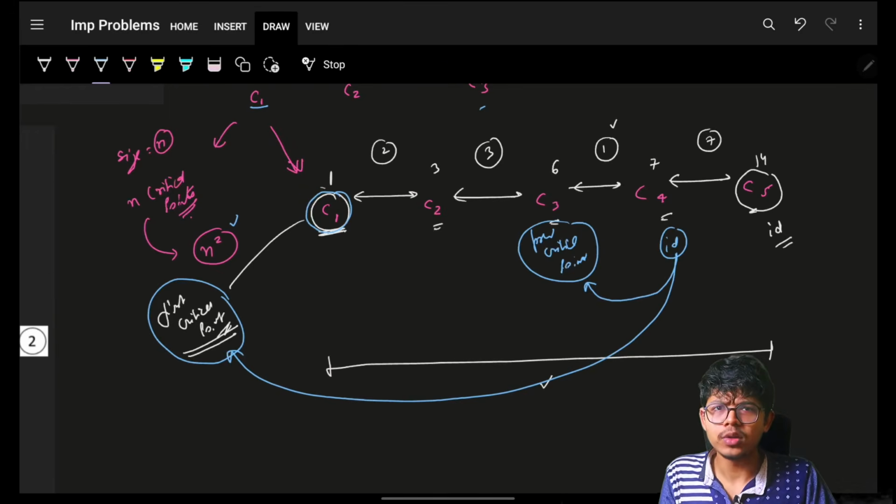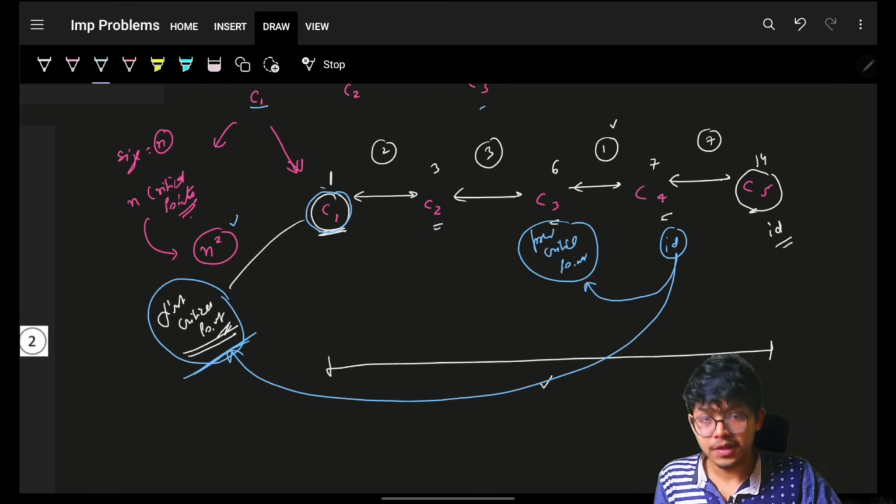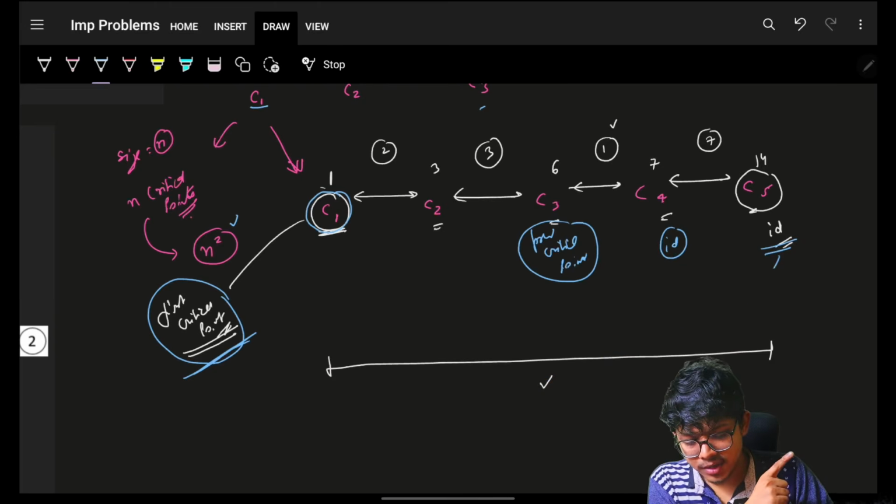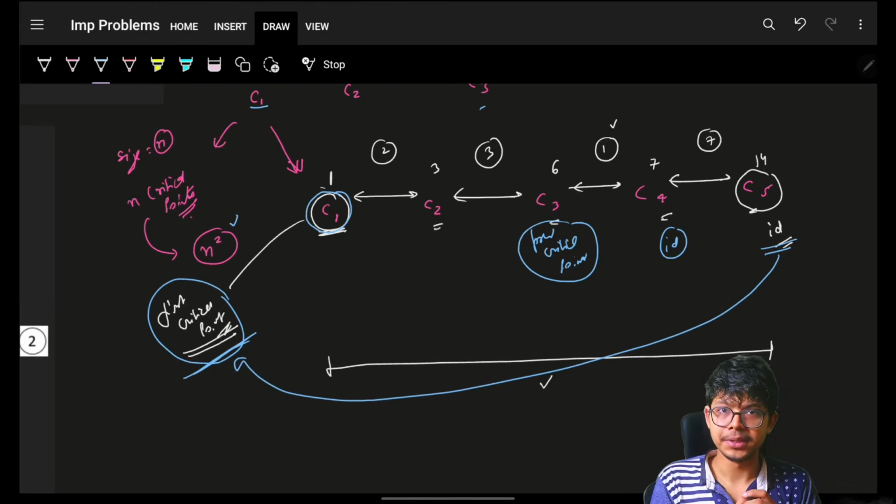And ultimately, in the end, my actual answer for maximum distance will be contributed by the last critical point when I do subtraction with my first critical point. So that is how I will get my answer.